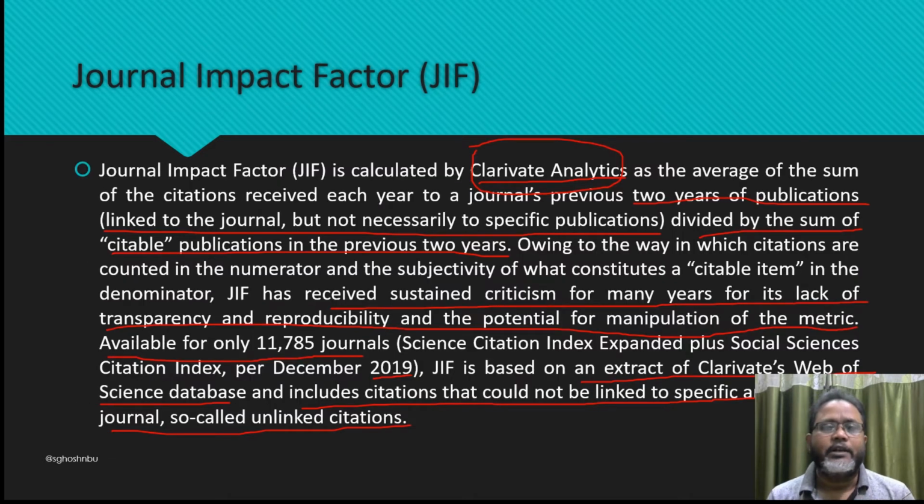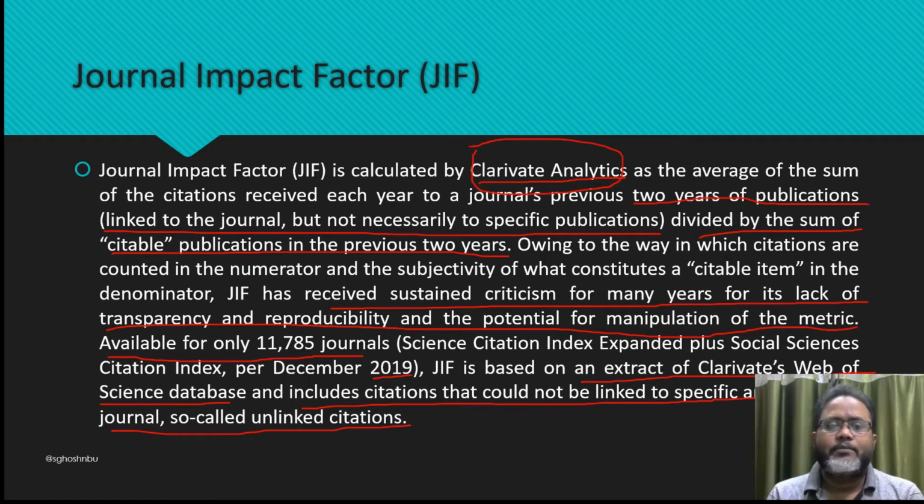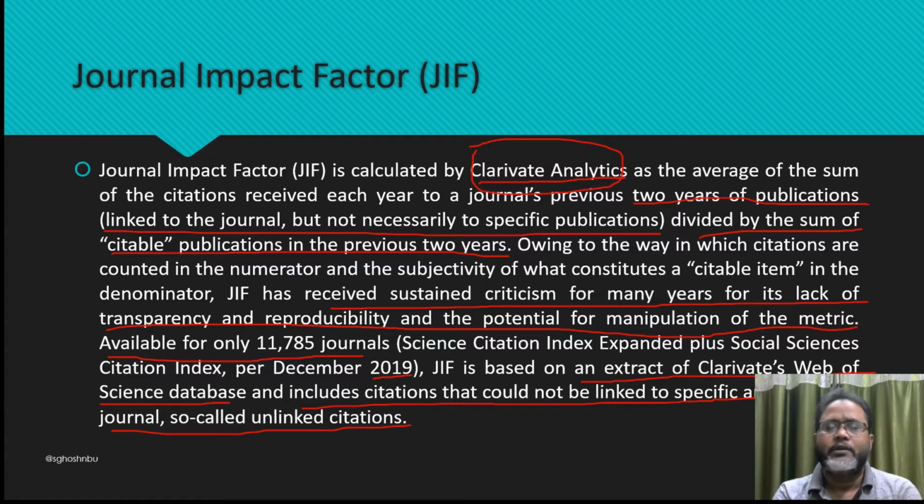Now we are coming to the journal impact factor. The journal impact factor is calculated by Clarivate Analytics, previously Thomson Reuters, or rather right now a sister concern of Thomson Reuters. It is calculated this way: the sum of citations received each year to a journal's previous 2 years of publications, divided by the sum of citable items in the previous 2 years.